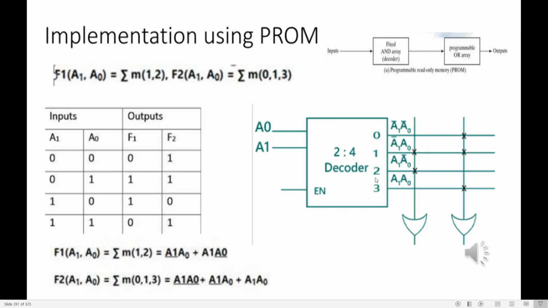This fixed AND array is obtained using a decoder and the programmable OR array is obtained using this. Programmable means I can program, I can connect any one of the inputs. Here my F1 is 1, 2, and F2 is 0, 1 and 3. This is how you need to design a given function using PROM.